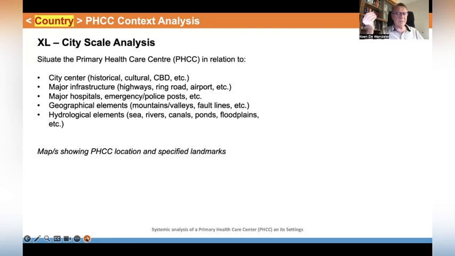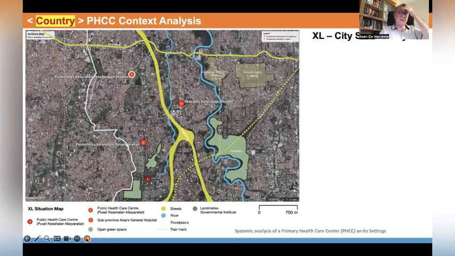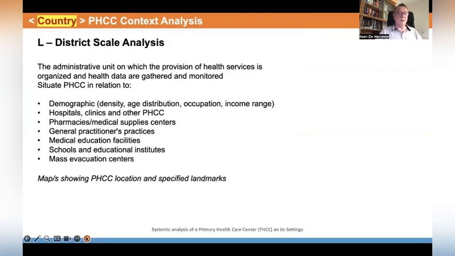Also look at geographical elements that may obstruct smooth traffic, like mountains or valleys where there are bridges that may collapse, fault lines, etc. And of course, since we are looking at primary healthcare centers in flood areas, we have to look at seas, rivers, canals, ponds, floodplains, etc. And that gives us a map, something like this, where we situate the primary healthcare center over here vis-a-vis all those elements.